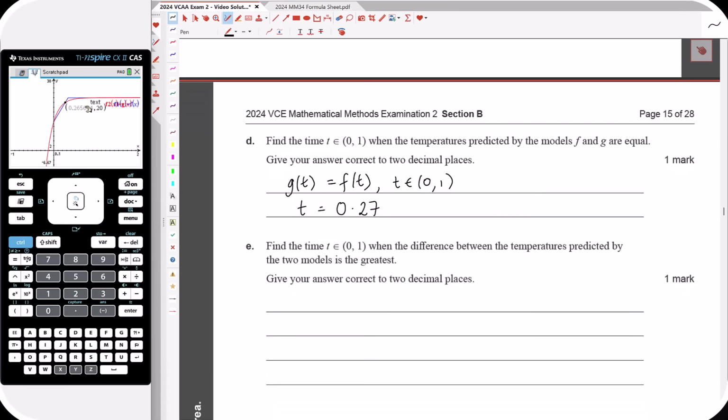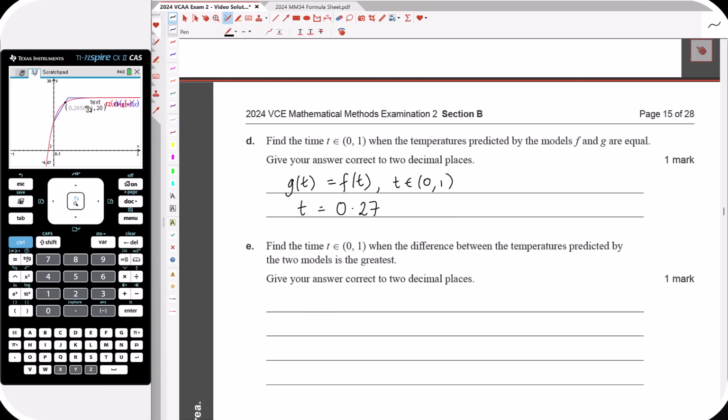Okay, find the time in that same interval when the difference between the temperatures predicted by the two models is the greatest. Okay, so the difference could happen between 0 and 0.27, which would be when the exponential graph g of x is higher than the piecewise function f of x, t, sorry. Or it could be after t equals 0.27, which would be when the blue graph, which is f of t, is higher up than the red graph.